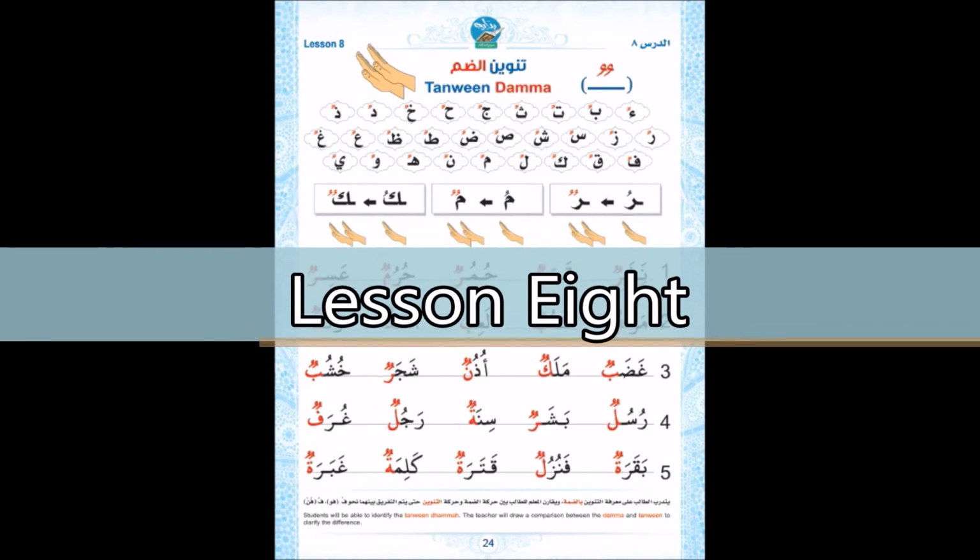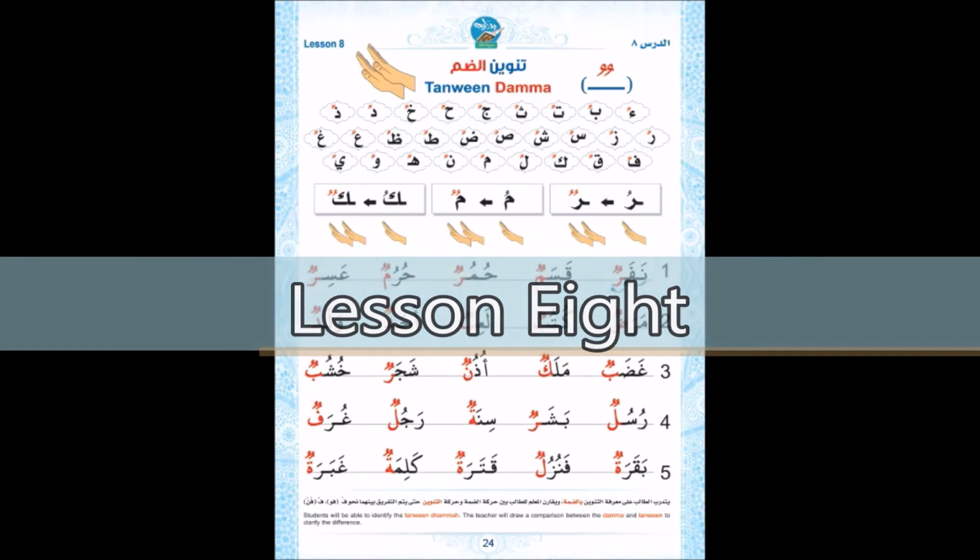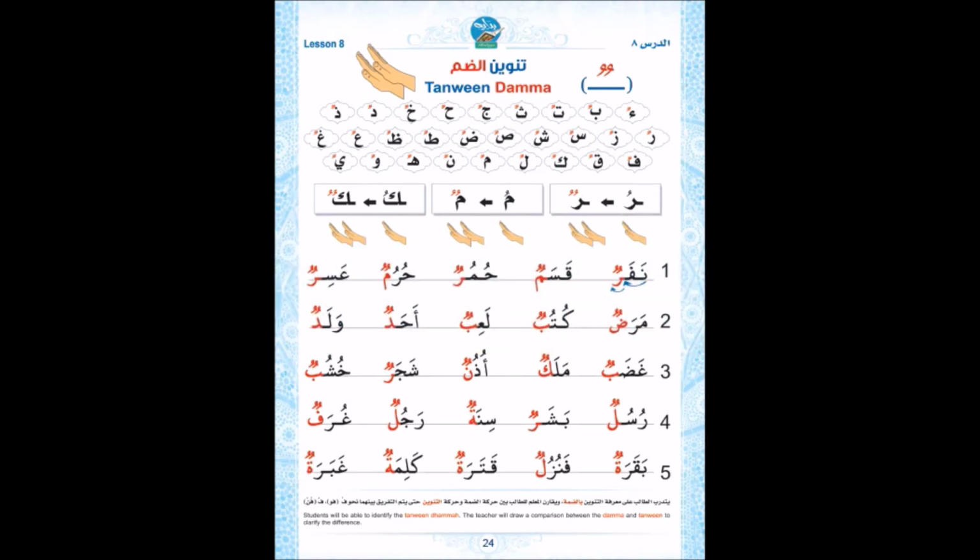Welcome to Bidaya Screencast. Today we are discussing Lesson 8, which is Tanween al-Dhamm. The objective of today's lesson is for the student to identify the shape and location of Tanween al-Dhamm. It goes on top of the letter, and it resembles two small waws on top of the letter.